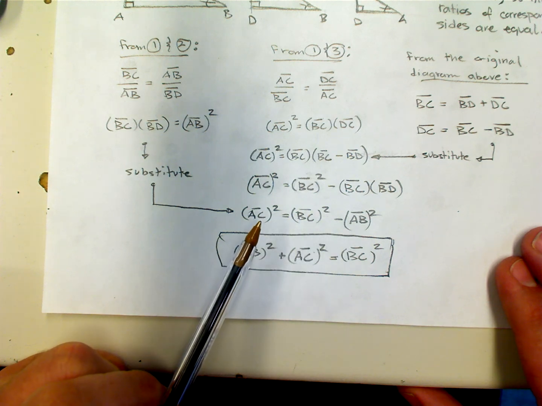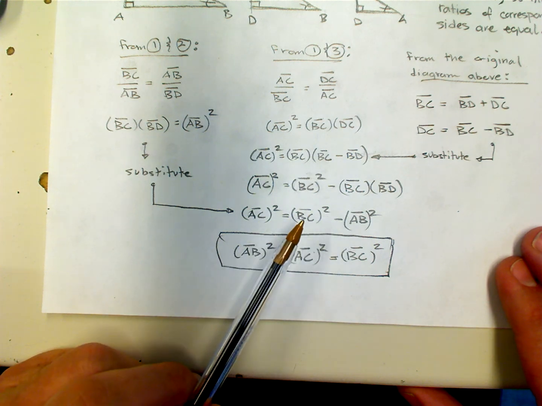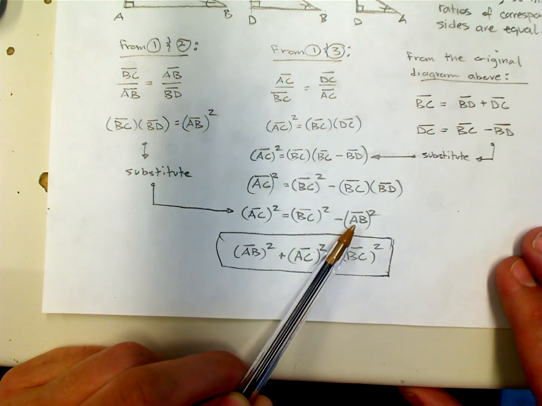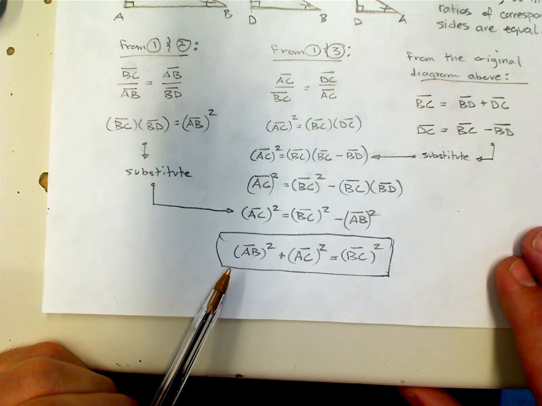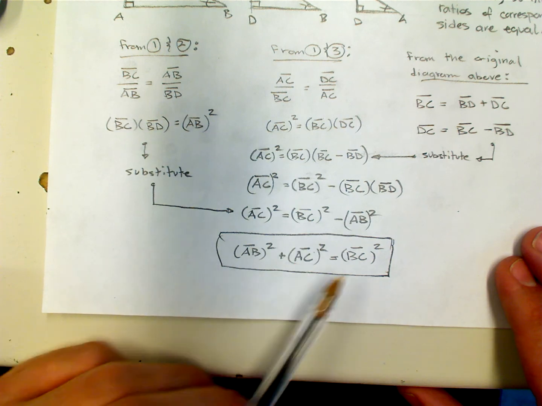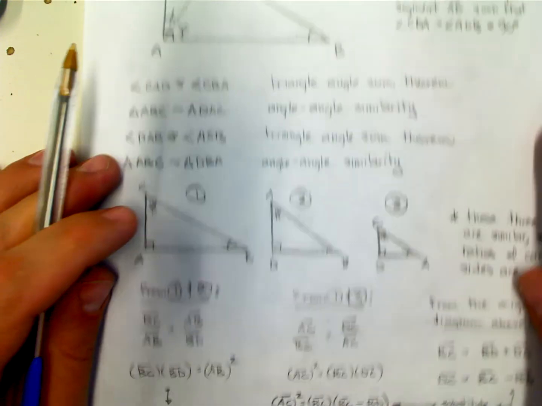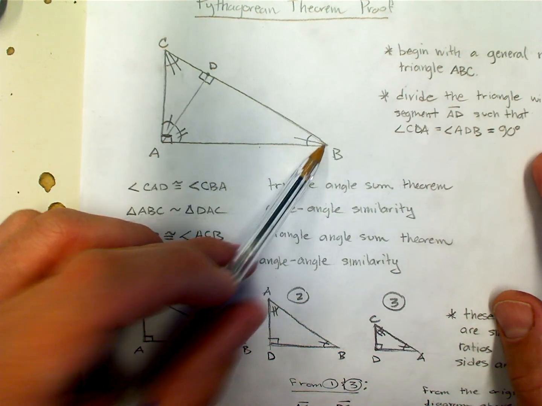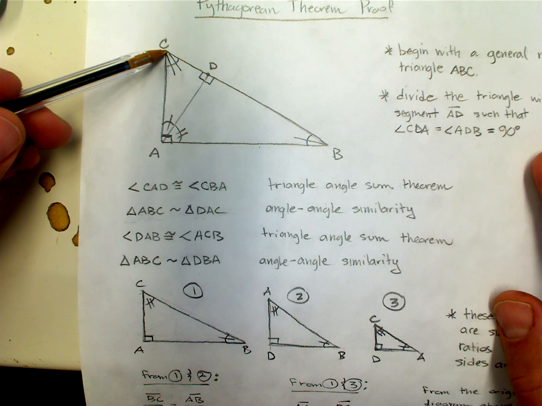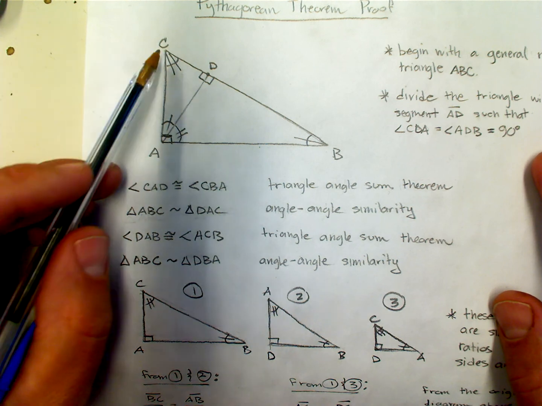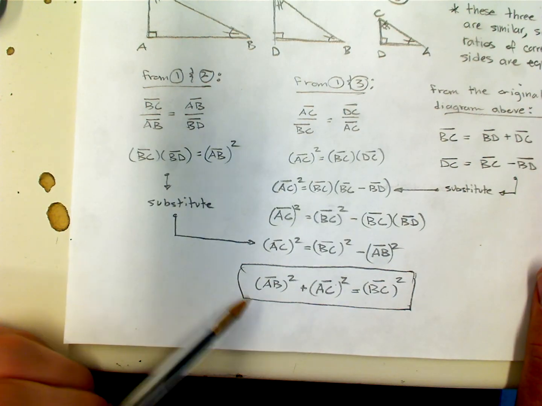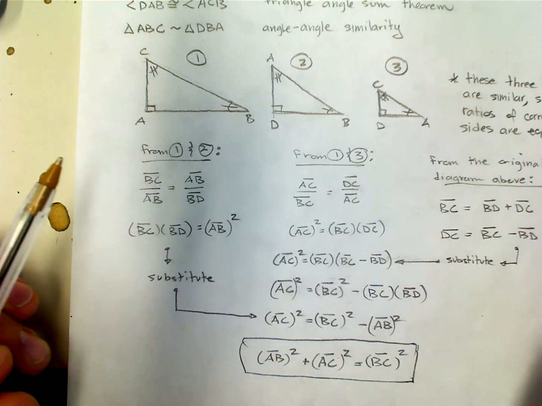We're done. I rearrange it a little bit to get the hypotenuse all by itself over here by adding the AB squared to this side. And notice AB squared plus AC squared equals BC squared. And going back to my original triangle, AB squared, leg number 1 squared, plus AC squared, leg number 2 squared, is equal to the hypotenuse squared. And so that is the proof of the Pythagorean theorem using the similarity of triangles.